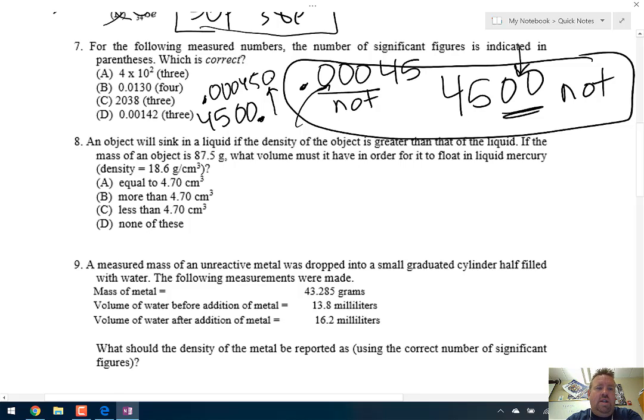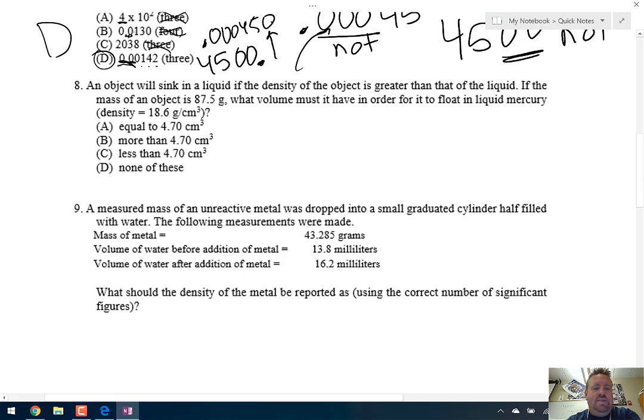So on letter A, when we look at scientific notation, the only number we look at is right here. That only has 1 significant figure, so nope, it doesn't have 3. On letter B, that 0 is a leading 0, so it is not significant, so this one only has 1, 2, 3, so that one's wrong. 2038, 1, 2, 3, 4, nope, that 0 is between the 2 and the 3, and again, it's not one of our 2 times. But letter D, leading zeros don't count, so 1, 2, 3, letter D is correct.